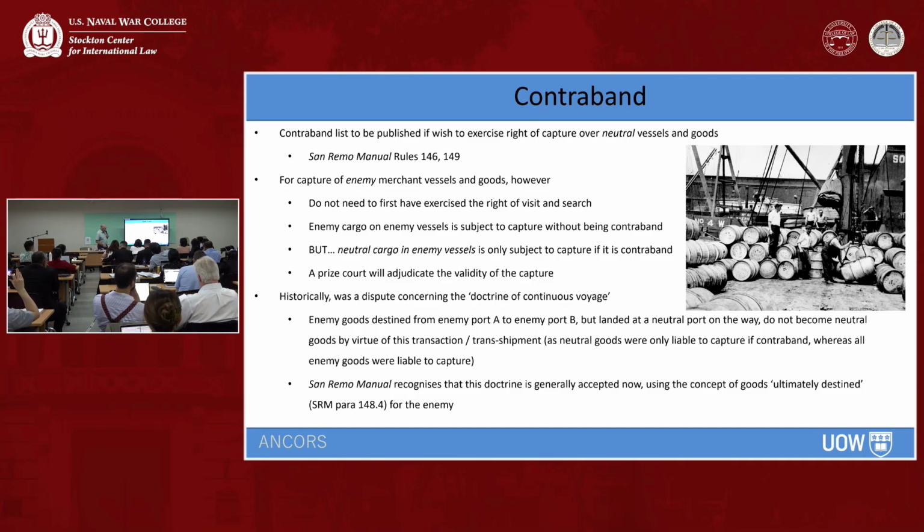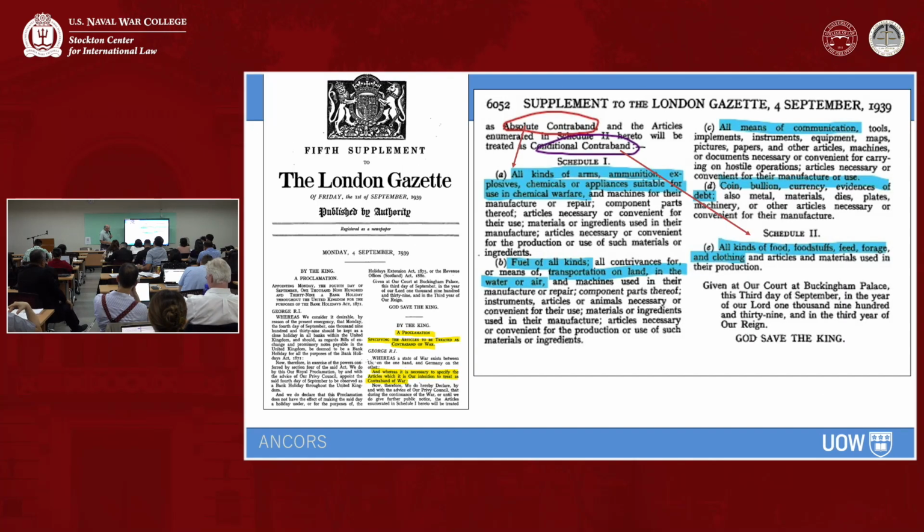Contraband, so that you understand about it, the San Remo Manual does deal with the concept as well, but it is available to a belligerent to make lists of items that are liable to capture as contraband, and so that's another part of the methodology.